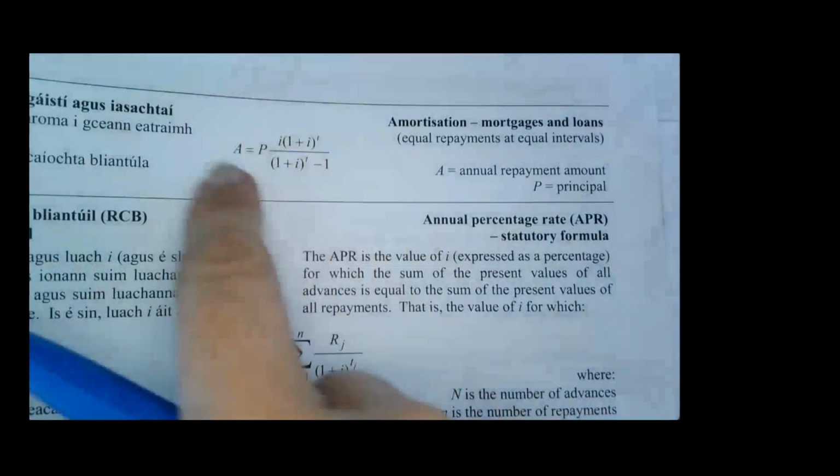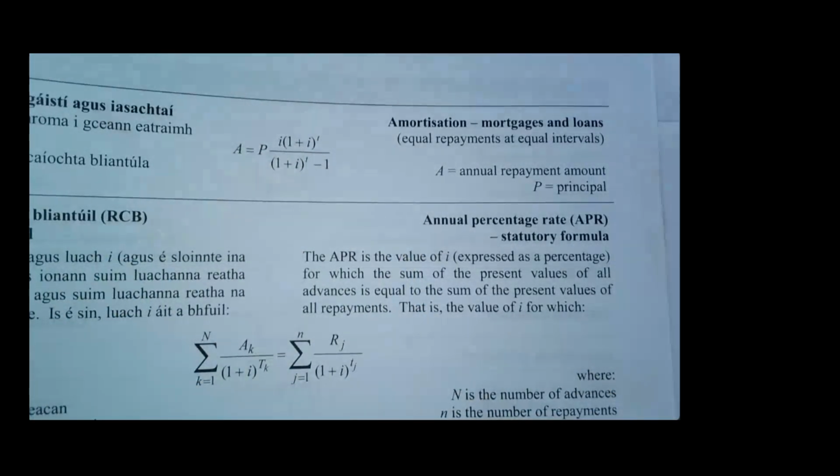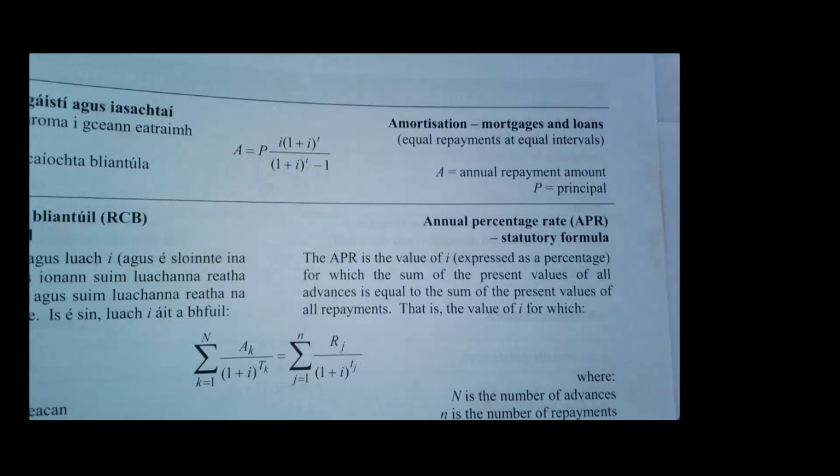So this basically is a manipulation of what we have just done. It's a manipulation of considering all of your present values, and then working out what that repayment amount is. So again, it's just a manipulation of that.